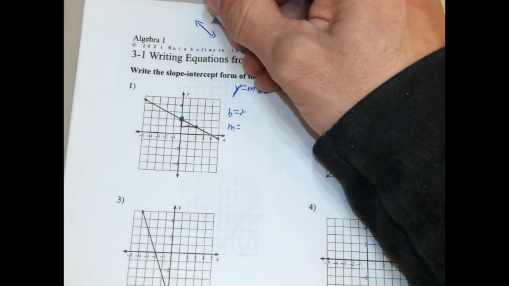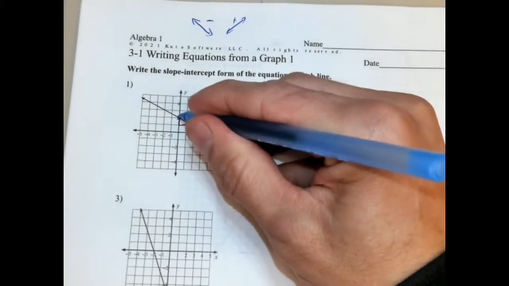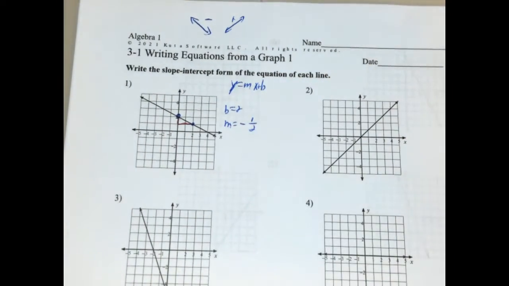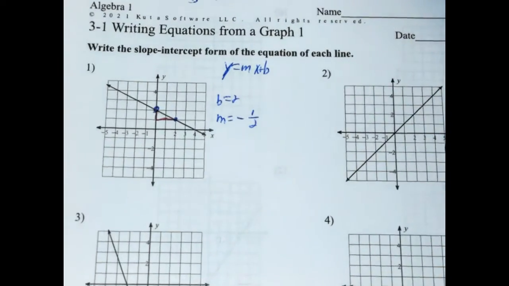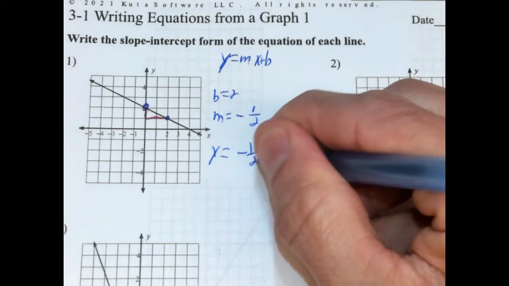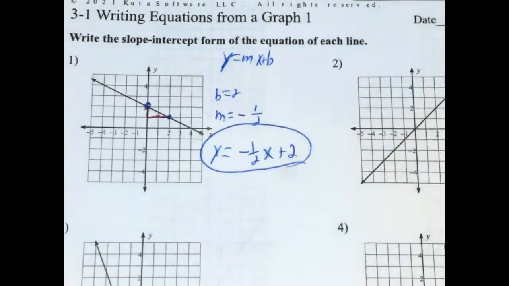If you want a reminder, that'd be a negative slope, and this would be a positive slope. So it's negative, the vertical change is 1, and the horizontal change is 2. So it's negative 1/2. Writing that as an equation, y equals mx plus b, so y equals negative 1/2 x plus 2. And that's the equation of the line.